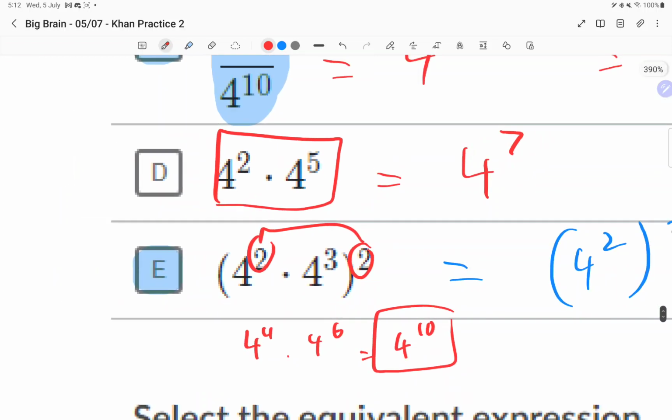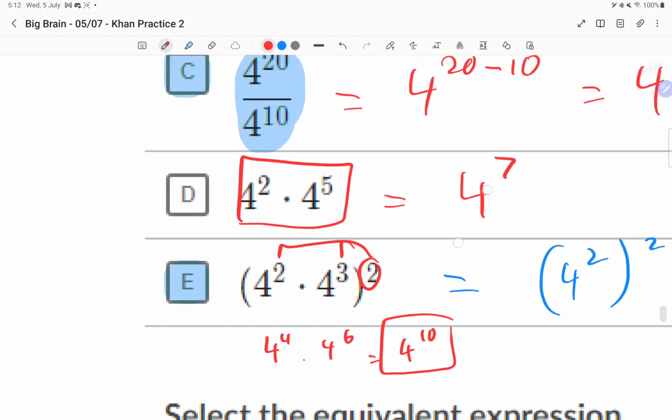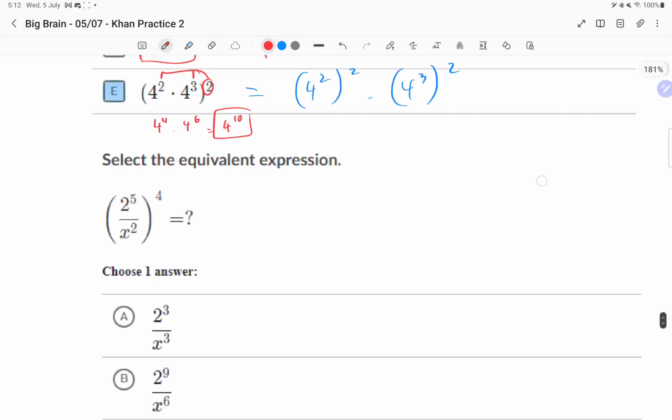So just remember, power in the power means you multiply, right? And if it's brackets and there are 2 products, you just multiply them to each of the power in the brackets. That's it. All right. It's pretty easy when you do enough of these things.